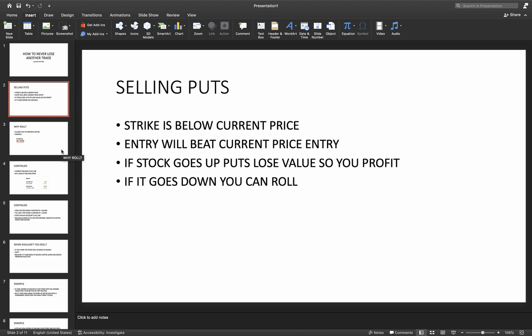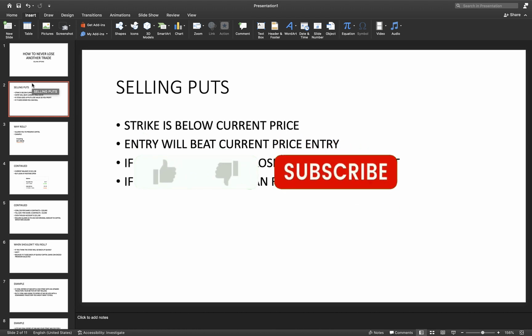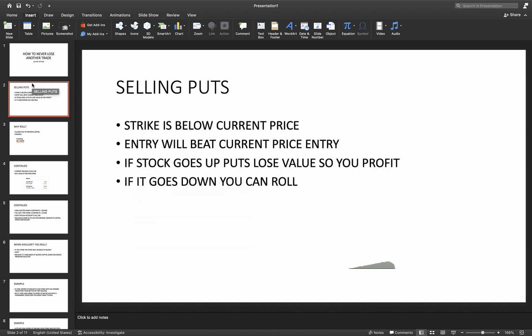So the first thing is obviously starting off by selling puts, right? We love to sell puts first because it allows us to have a strike below the current price. So if a stock is at 60, we can sell puts for a 55 or a 50, right? Which allows the entry to beat the current price entry. So again, what does that mean? It means you're only going to be in the stock if it goes below where it's at currently, right?